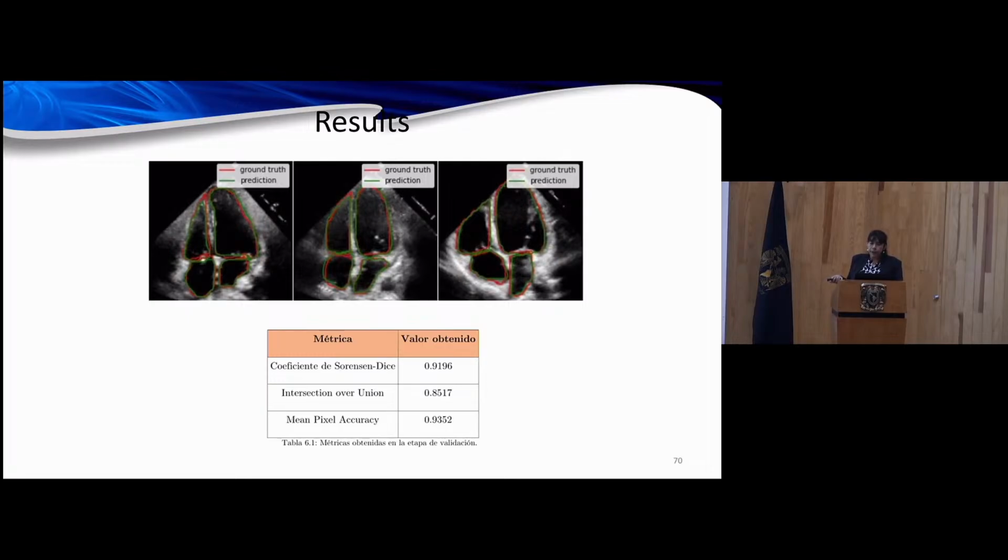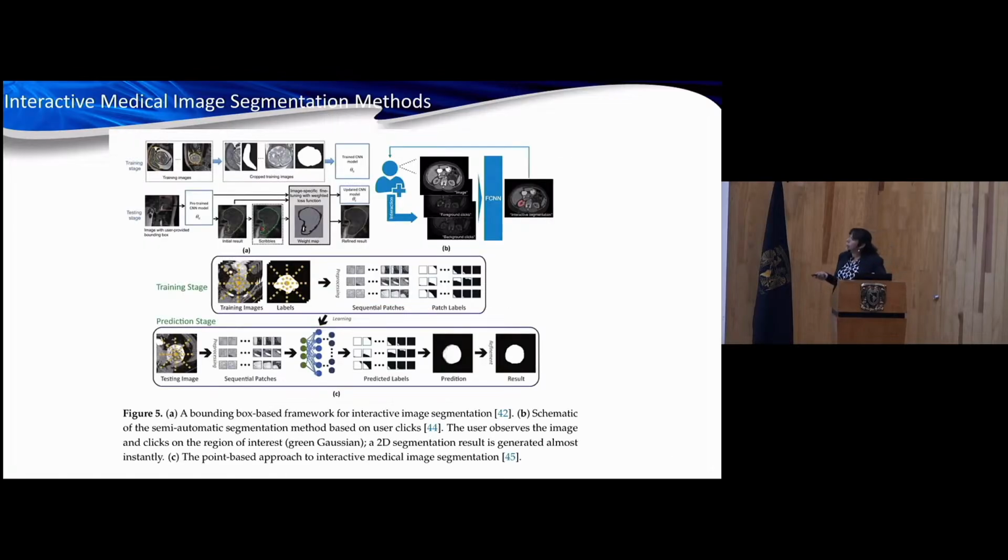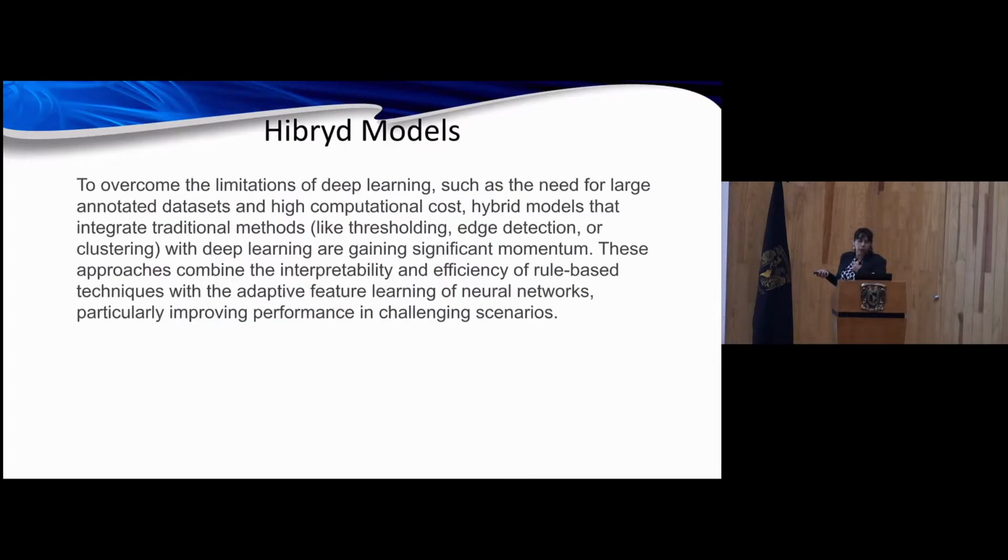Also, there's something called interactive medical image segmentation. In order to make this not take that much time for the network, we can get some interaction from the doctors, like getting a previous result, and the doctor says, yes, it's going well, or no, this is not what I expected, and this is what I wanted. So there's a semi-automatic algorithm, and it has also given very good results.